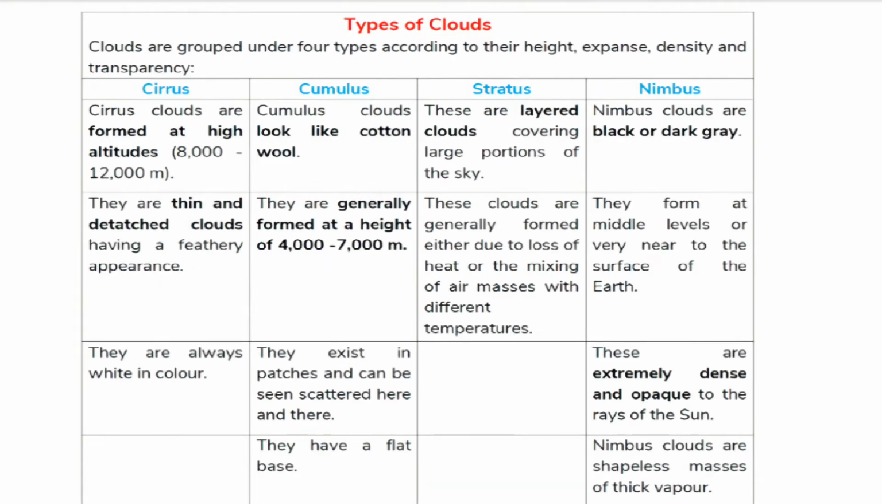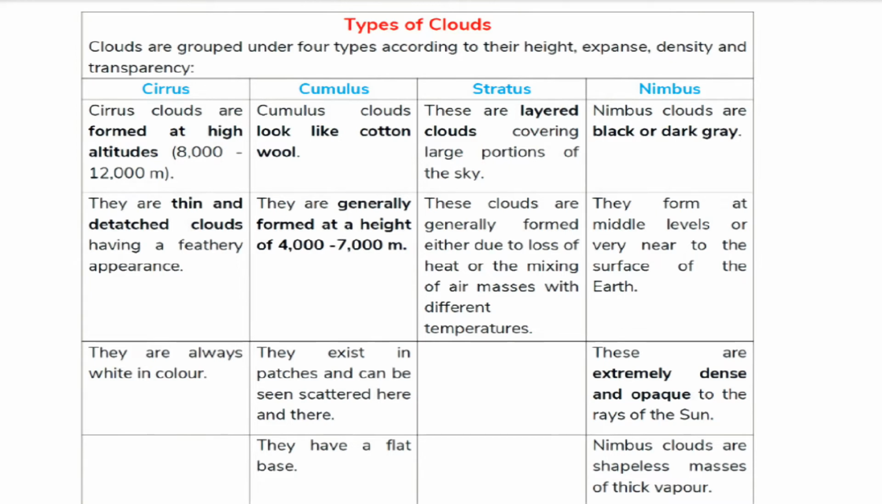Types of clouds. Clouds are grouped under 4 types according to their height, expanse, density and transparency. Cirrus. Cirrus clouds are formed at high altitudes, 8,000 to 12,000 meters. They are thin and detached clouds having a feathery appearance. They are always white in color.